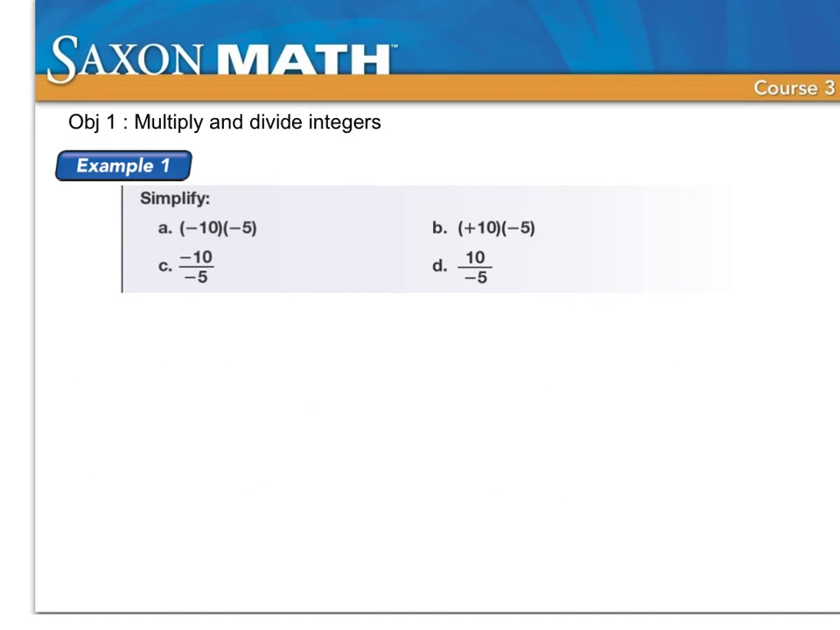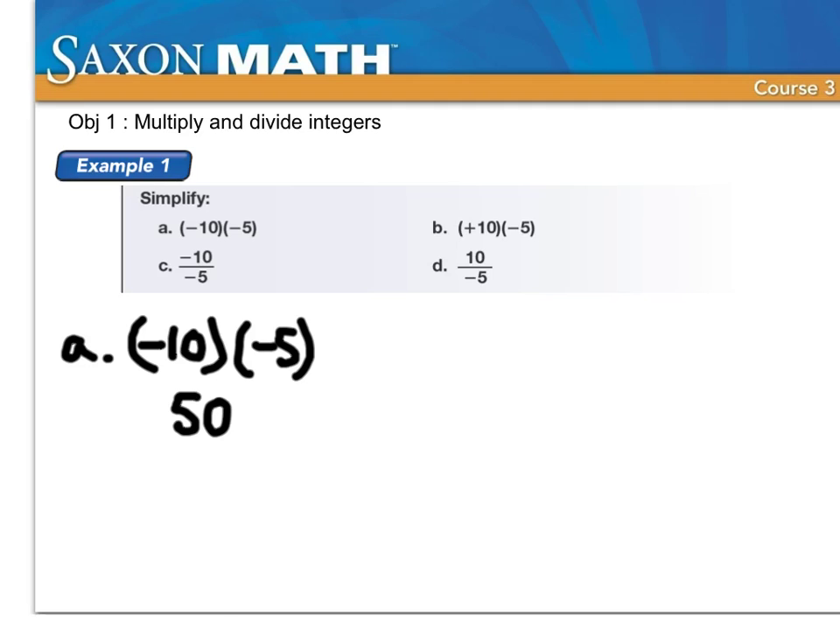Okay, objective 1 is to multiply and divide integers. So we're going to start with letter A. I want to take negative 10 times negative 5. Remember, when we have numbers separated by nothing, no plus, minus, multiply, or divide signs, that means to multiply them. I'm going to multiply 10 and 5, which is 50, and a negative times a negative is a positive, so it's positive 50.